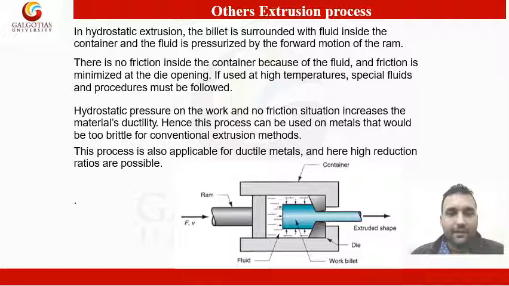In hydrostatic extrusion, the billet is surrounded with a fluid inside the container, and the fluid is pressurized by the forward motion of the ram. There is no friction inside the container because of the fluid. The friction is minimized at the die opening. If used at high temperature, special fluids and procedures must be followed.